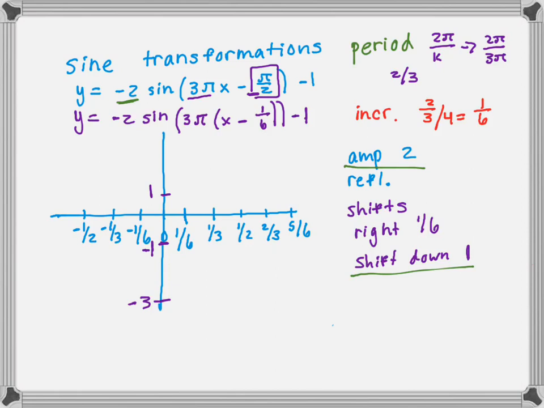And because sine graphs always start at 0, our basic 0 is going to be at -1 because it is shifted down 1. So we're going to start right here. This is going to be our 0.